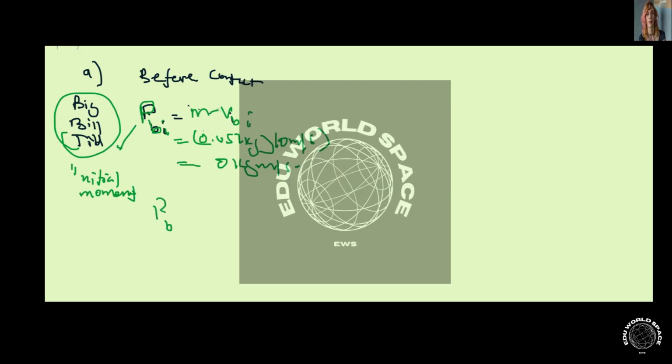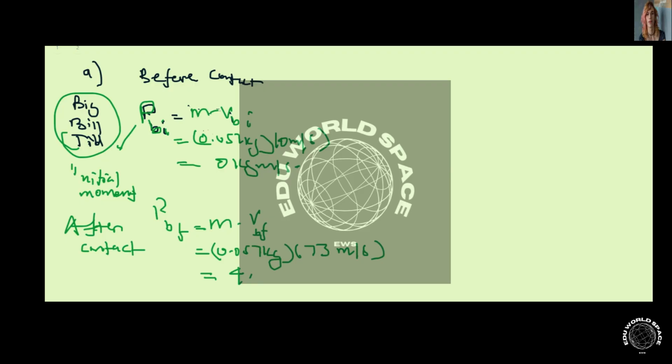And then we also have the final momentum. That's after the contact. So this would be before contact, and this would be after contact. The final momentum is the mass times the final velocity. So this is 0.057 kilograms times the velocity of 73 meters per second, and that gives us a momentum after contact that happens to be 4.16 kilogram meters per second.